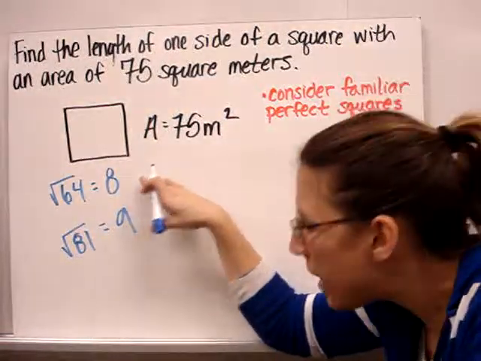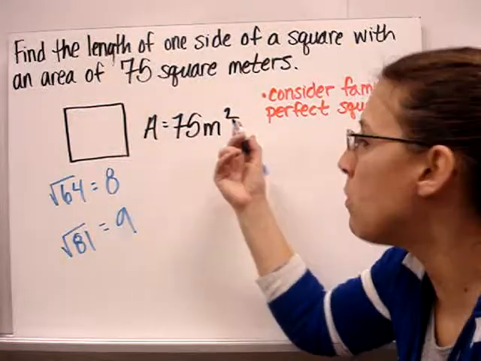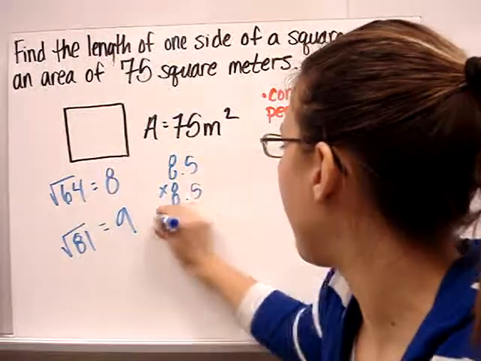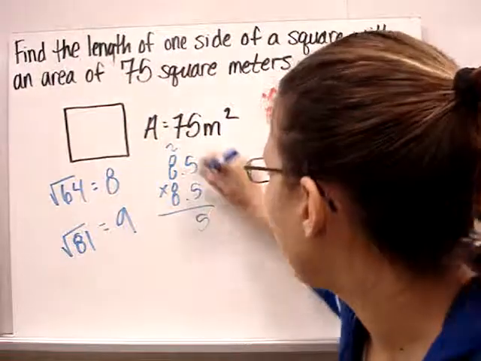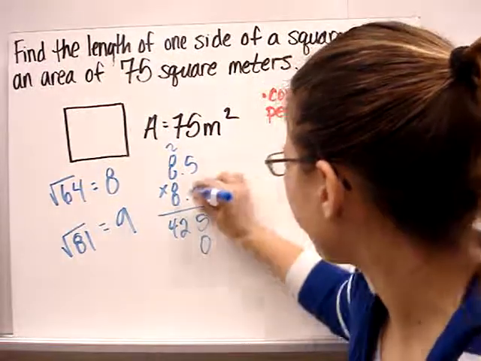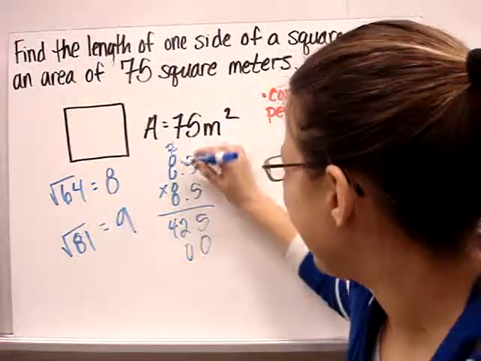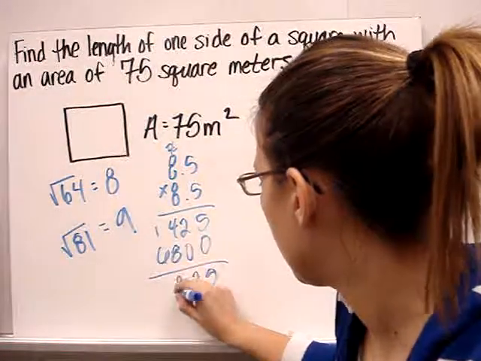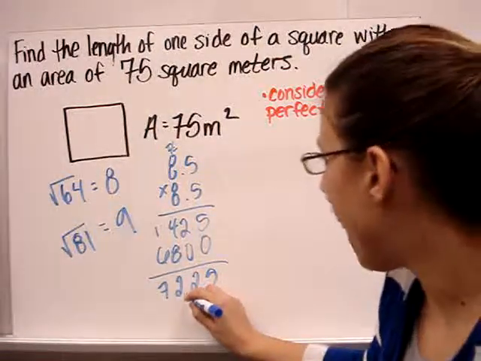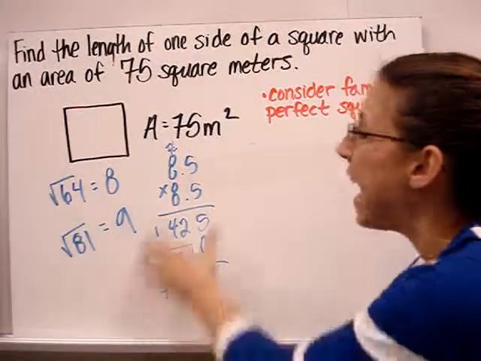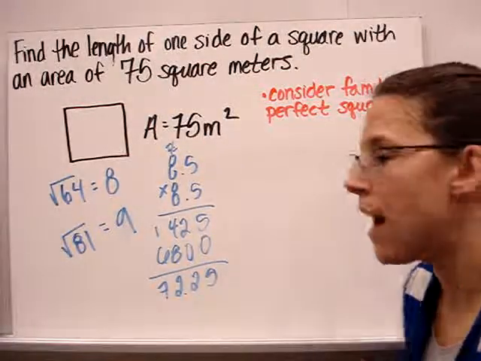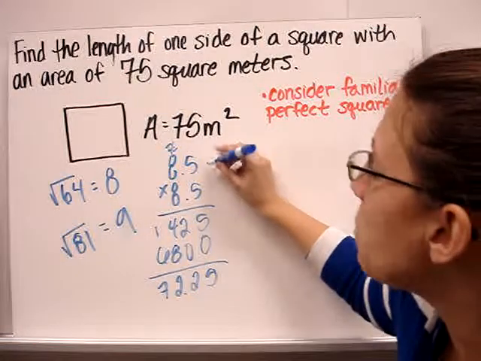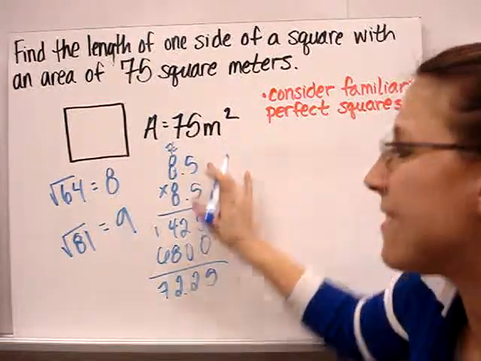Immediately, I think of between 8 and 9, 8.5. So I would try 8.5 times 8.5. This is going to give me 25, 42, 40, and 64, 68. I add this up. 72 and 25 hundredths. This is not 75, it's less than 75. Because this is less than 75, the value must be greater than 8 and 5/10.